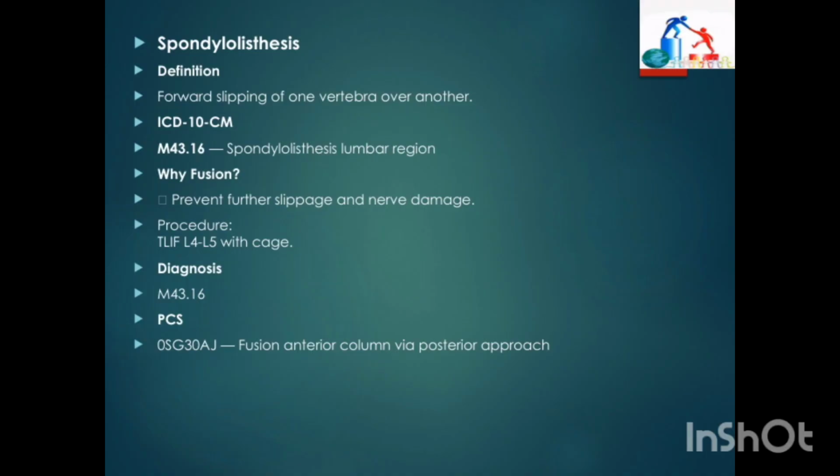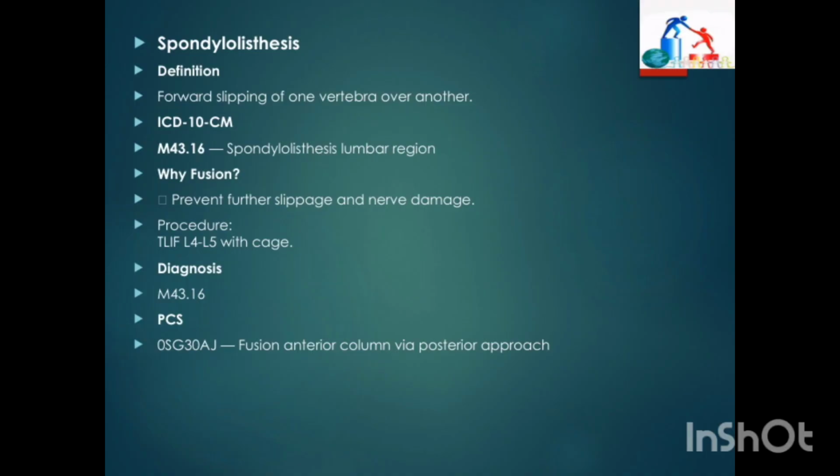The procedure we're discussing here is a TLIF, which stands for transforaminal lumbar interbody fusion, specifically at the L4-L5 level, using a cage. This helps stabilize the spine and promote fusion between the vertebrae. In terms of diagnosis coding, we again refer to M43.16, and for the procedure, the CPT code is 0SG30AJ, which describes a fusion of the anterior column via posterior approach. Overall, this approach aims to provide stability and long-term relief, aligning with our broader goal of restoring function and preventing future issues.